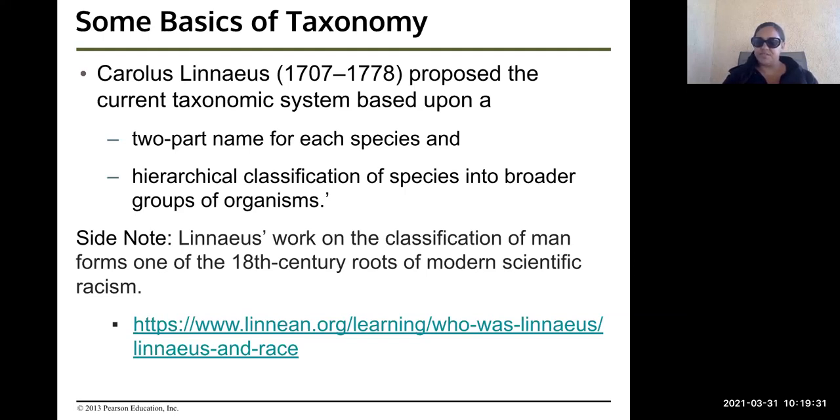But he was the first one to put animals, plants, minerals into actual groups and say, these look like these, so they should be one group. These are all plants, so they should be another group.